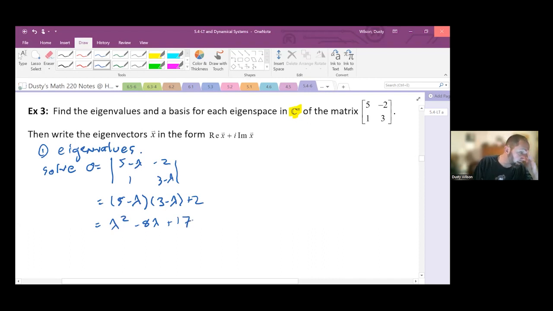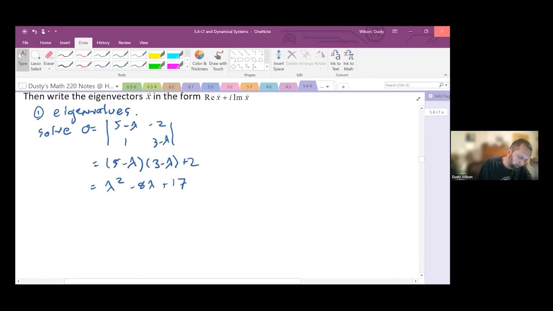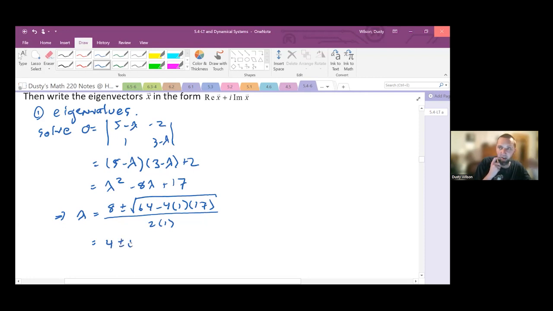We can solve this quadratic equation using the quadratic formula. And so we would get that lambda would be equal to 8 plus or minus the square root of b squared, 64, minus 4 times a times c, all over 2 times a, which simplifies to 4 plus or minus i. So we have complex eigenvalues. So we've got those complex eigenvalues.